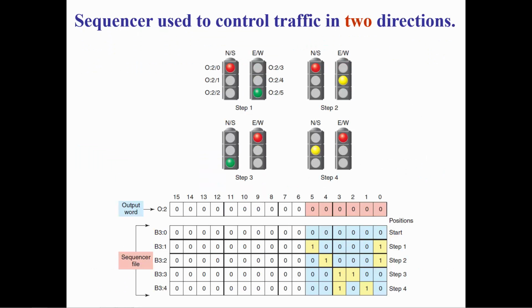This slide shows an example of a sequencer file B3:0 and destination O:2 used to control the red, yellow, and green lights of a north, south, and east-west traffic light. Each time the sequencer instruction transitions from false to true, the information in the next word in the file is moved to the destination O:2. After step 4, the next step transferred is step 1.